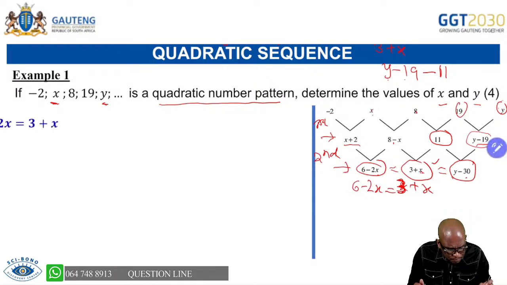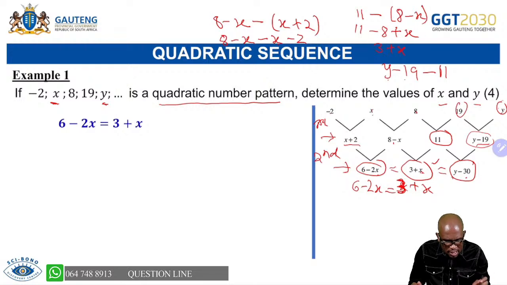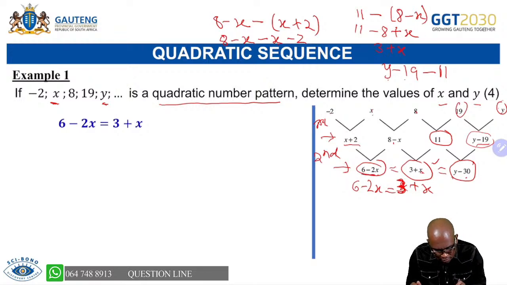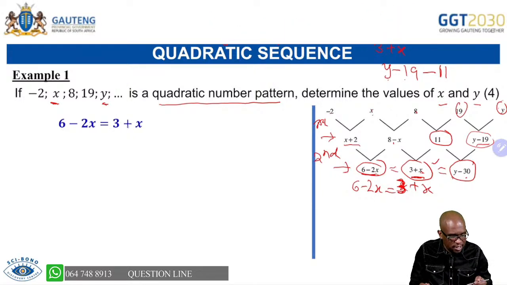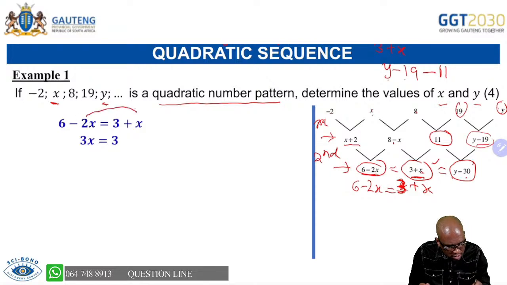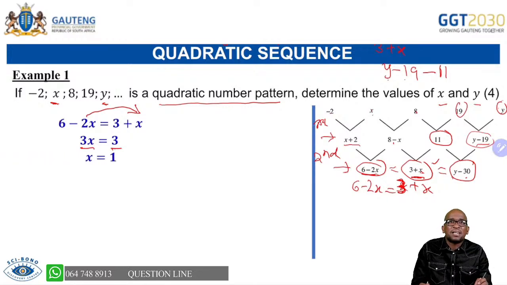So now let's see. The first thing we did was we equated the first differences: 6 minus 2x is equal to 3 plus x, as I indicated, and then we solve for x. Transposing this to the side gives us 3x, and then 6 minus 3 gives us 3. From there we get that x is equal to 1. So the value of x is equal to 1.